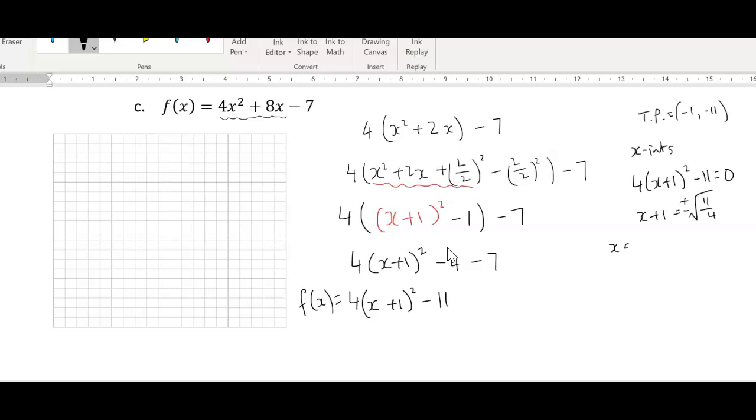So x is equal to that 1's going to come over as -1 plus, now the square root of 11 can just become square root of 11, but the square root of 4 becomes 2. And then your other solution is -1 minus root 11 on 2. Now what I've just got there for your x-intercepts is what you would get if you did the quadratic formula. And now your y-intercept, which is quite easy, because when it's in polynomial form, it's just your constant, which is here, -7.